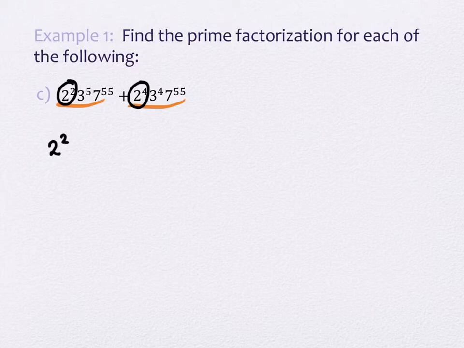We're going to go down the line and we're going to do the same thing now with the 3s. Both of them have some 3s in them. The first one has 5. The second one has 4. How many do they have in common? 4. They both have 4. So this will actually be 3 to the 4th. And then I'm going to take a look at the end. I have 7 to the 55 in both pieces. So they both have a 7 in them. How many 7s do they have in common? 55. So this one at the end is 7 to the 55.